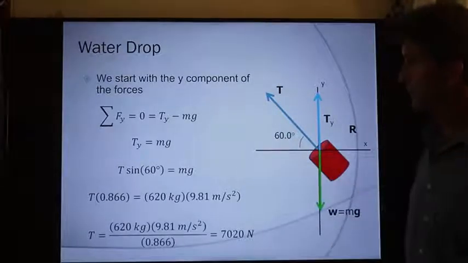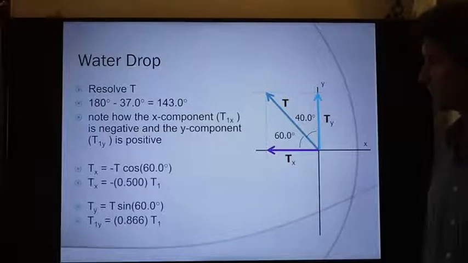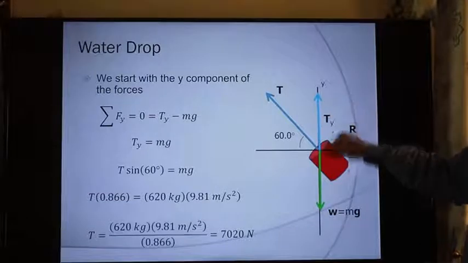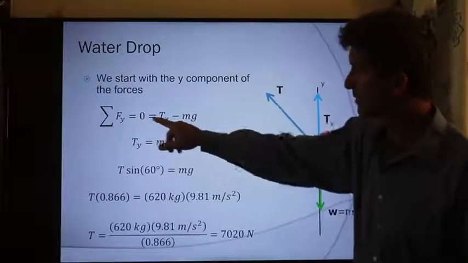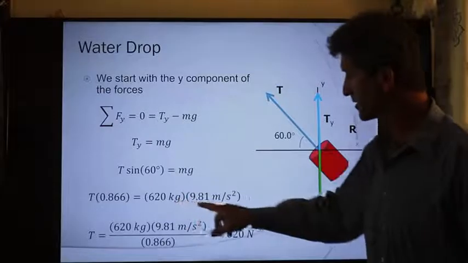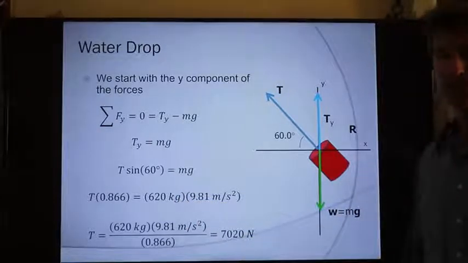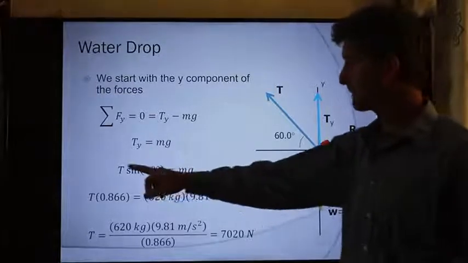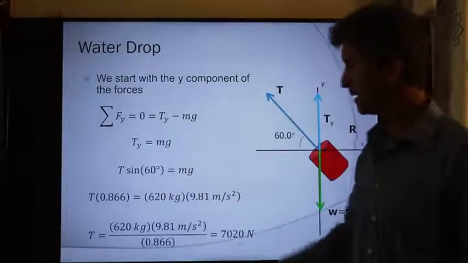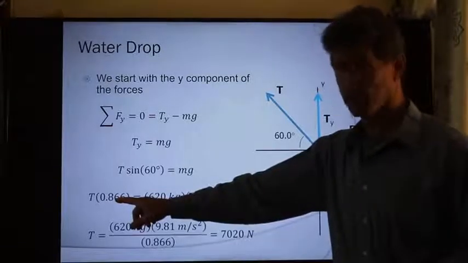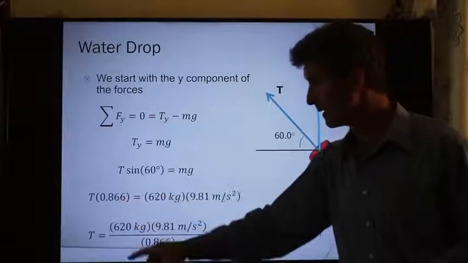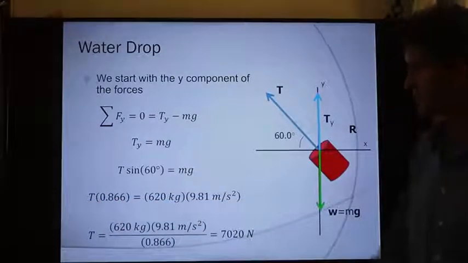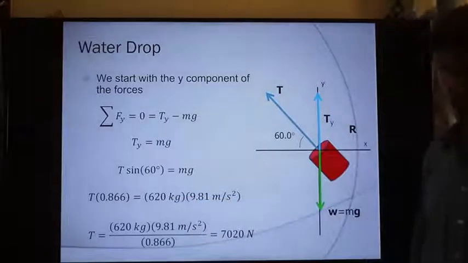I sum the forces in the y direction, okay? Ty pulling up, the weight pulling down, set them equal to 0. I can then solve for what the tension is, 7,020. And notice here, T sine 60 degrees is the y component of our tension. All right? If I want tension, I then divide both sides by 0.866. There's our mass, there's the acceleration of gravity.